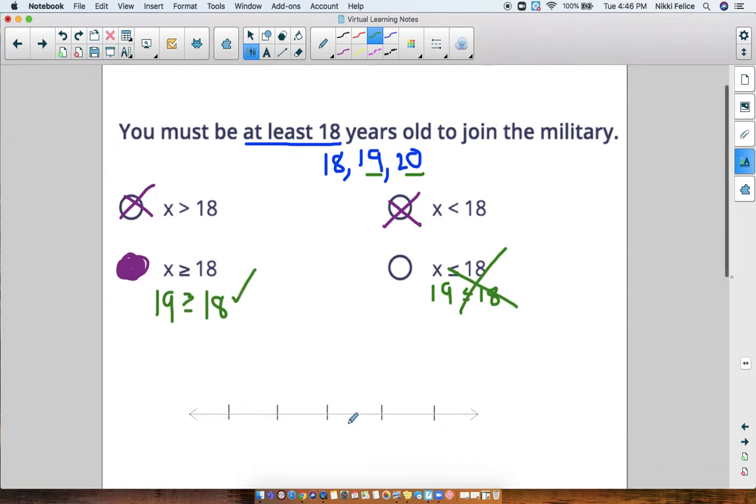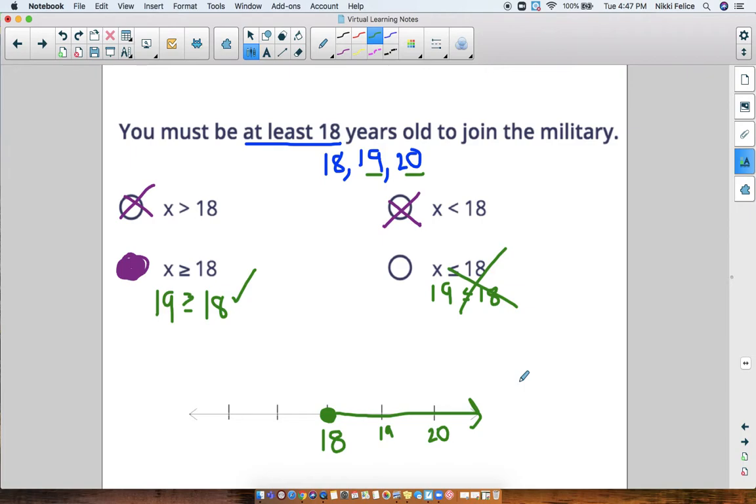If I wanted this on a number line, I'm talking about 18. 18 is an option, so I color in my dot. And then I'm looking for all the numbers that are greater than 18. Well, greater than 18 would be this way. This would be 19, this would be 20. So you don't need to do the number line for yesterday's assignment. I'm just putting it to show you. So this is how we do that. We ask ourselves what numbers would work, and then we have to figure out which one of these inequalities would show, okay, these are the numbers.